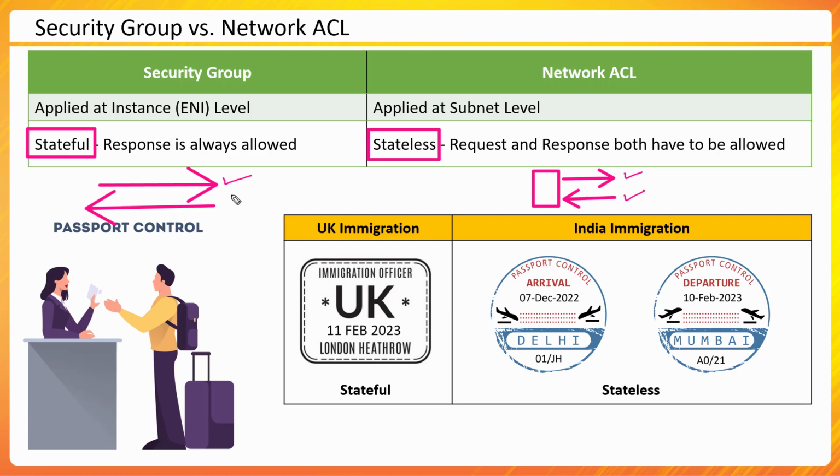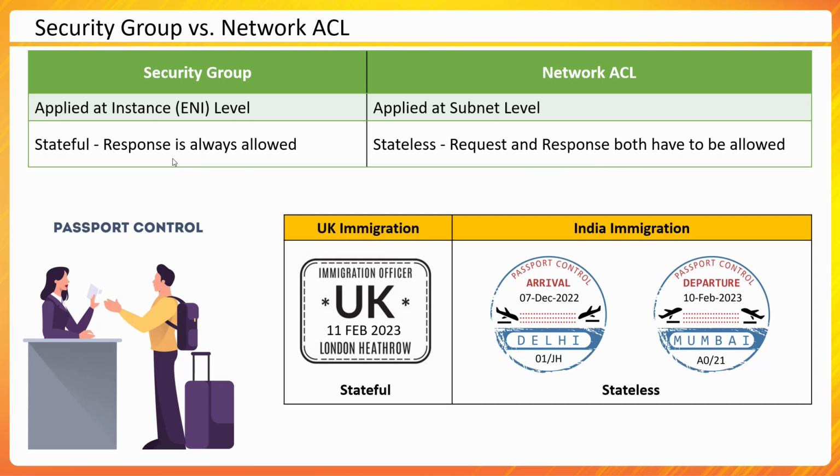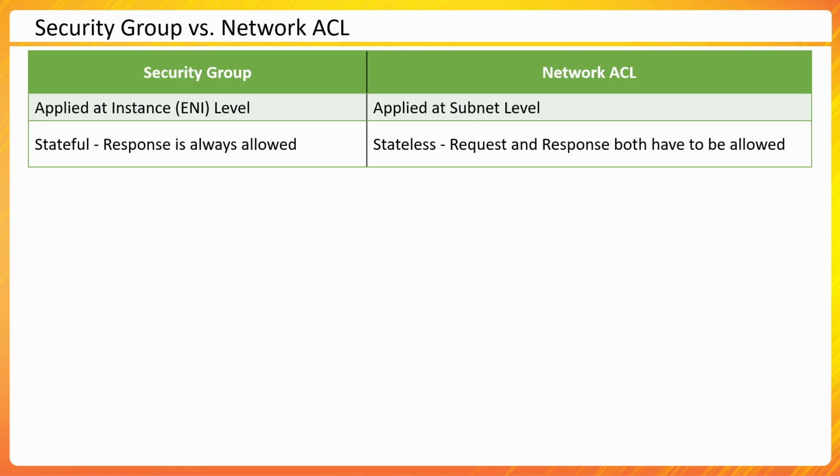So don't consider it is only for inbound or outbound. I am writing here response. Now the response could be for an incoming request, or for an outgoing request, doesn't matter. The response will always be allowed, but in the case of network ACL, you would need to create the rule in both directions for it to work properly. Okay, so I hope this is clear, and we will then talk a little bit more about the default values on these things when you create them.